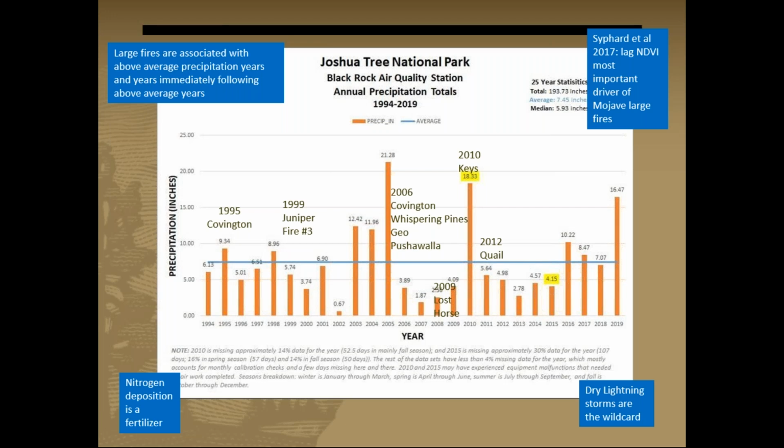This is also documented in the scientific literature. NDVI is a measure of greenness that's taken from a satellite, and lag NDVI is the year after a big green year. The other thing is that we have nitrogen deposition going in the park from air pollution, and that acts as a fertilizer. So when you have lots of precip and then fertilizer, you get lots of plant growth. The plants are dead and dry during the summer, during fire season. And if we get dry lightning storms, that's when we're going to have fires in the park. And so that's kind of the wild card, right? We don't know if we're going to get a dry monsoon. It's a hard thing to predict.